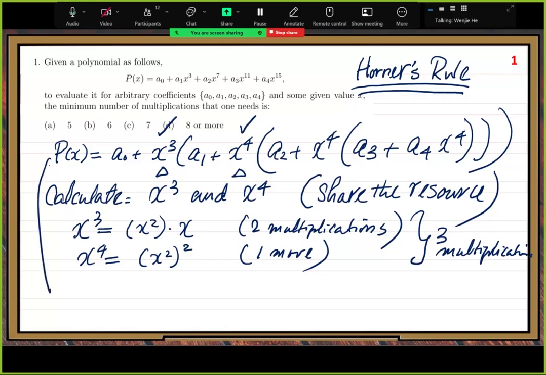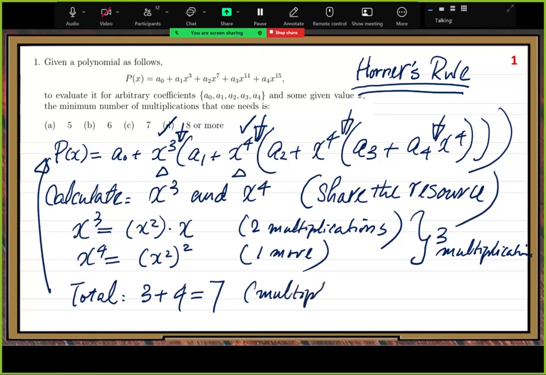That's preparation. Then, after preparation, now you can count. You go back to this factorization formula and do the counting. At each parenthesis, there is one multiplication. X cubed, you already have that number, you just use it. Another one between x to the fourth and the second parenthesis, another multiplication. Third and fourth. So 4. Your total, 3 plus 4 equals 7 multiplications. So your answer is C, 7.